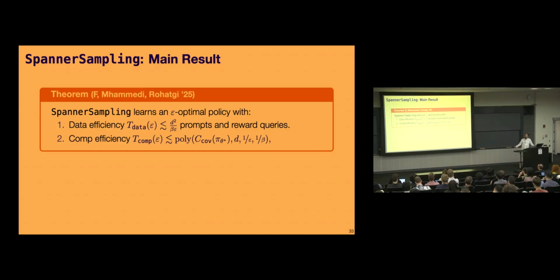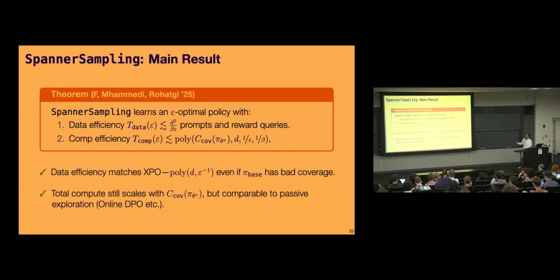In terms of data efficiency, we're doing pretty well in the sense that this is always polynomial in the dimension, the inverse of the regularization parameter, and the accuracy you want to learn to, irrespective of whether the model has good coverage. In terms of computational efficiency, this does scale with the coverage coefficient, but it's polynomial in this and everything else. In some sense, this is a best of both worlds result, where you're getting the best data efficiency you could hope for, and your compute scales with the coverage coefficient, but this is unavoidable because this is still operating at the outcome level.